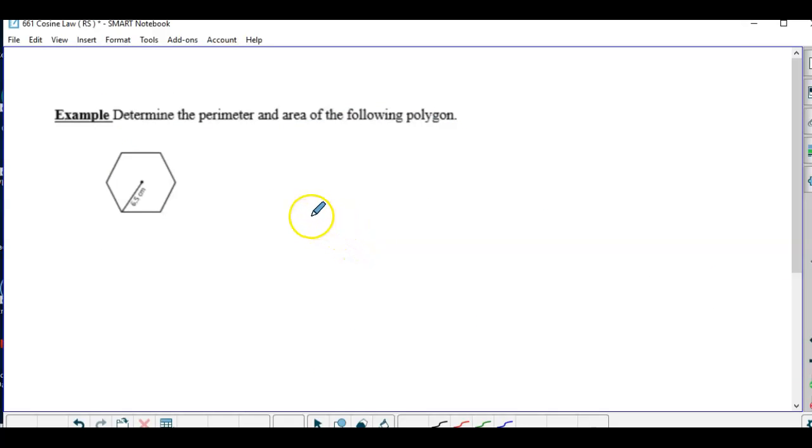And then here, determine the perimeter and area of the following polygon. So take a look. It doesn't say that it's a regular polygon, but we're going to put that word in there. Otherwise, we wouldn't be able to figure it out. So a regular polygon means all the sides are the same length. Okay, so you're given here the distance from a vertex to the center.